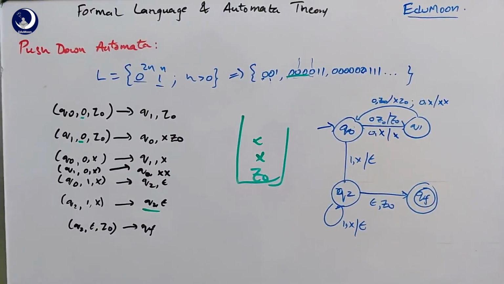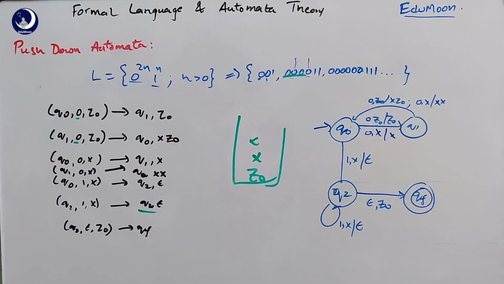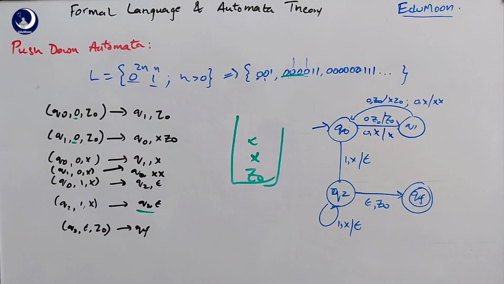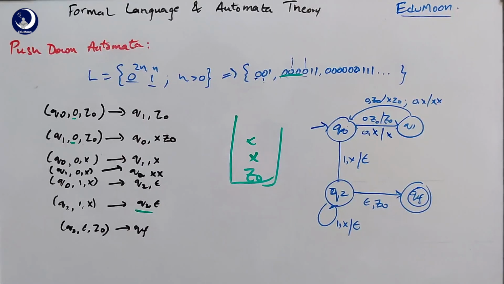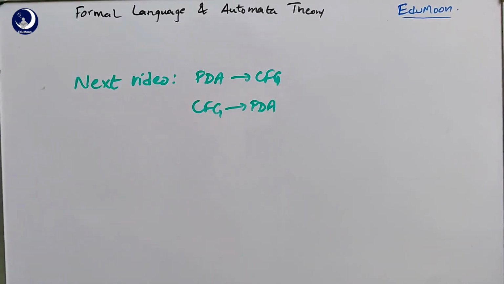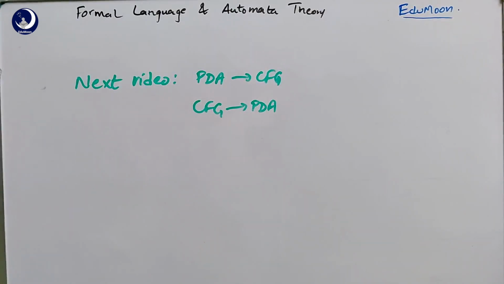So that is how we implement the pushdown automata. The main logic here is how long you can push the elements and from where to pop. In the next video you can see the conversion of a PDA to CFG and a CFG to a PDA. That is, a context-free grammar to a machine and machine to a grammar.